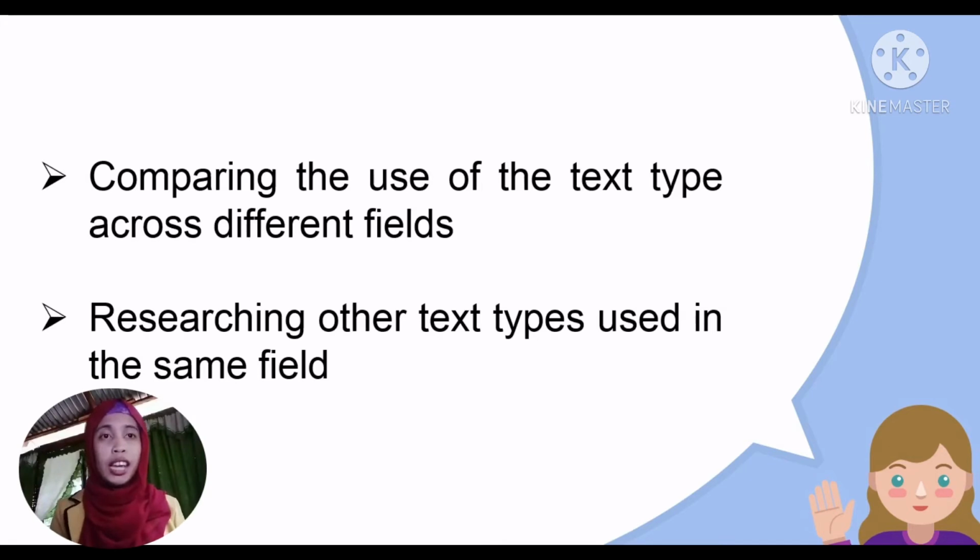Second is researching other text types used in the same field. In many academic texts, you will need to use more than one type of text. For instance, using the persuasive text and information text type, you are informing while persuading a particular audience. Example activities are debate, extemporaneous speaking, oration, and many more.